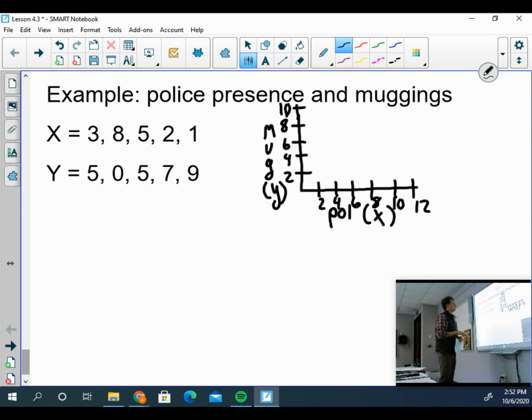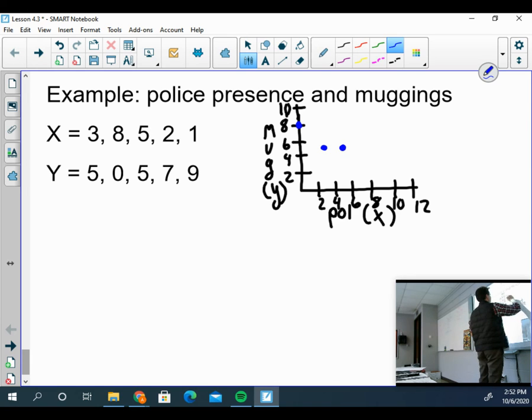All right. 2, 4, 6, 8, 10. Okay, so now we make our scatter plot. You've done this before. I'm going to go to 3, up to 5, 0, up to 8, 5, I'm going to be at 5, 2, I'm going to be at 7, and 1, I'm going to be at 9. And I get the picture of a negative correlation.